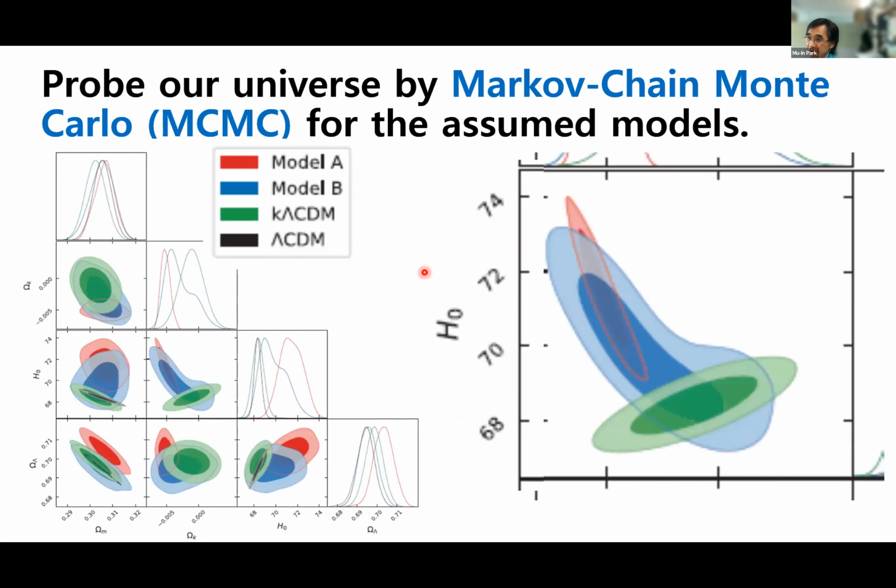So this is our main result. Here, black one is lambda CDM without K. Green one is lambda CDM with K. If you see this picture, the thin one is lambda CDM, and K lambda CDM has a little bit broader range, but it includes lambda CDM. And if I consider model B, which does not have any BBN-like implementation, it also includes lambda CDM and K lambda CDM, but the best value departs quite a lot from that value. For example, here H naught is bigger than the lambda CDM value. But for model A, there was much departure from the lambda CDM prediction.